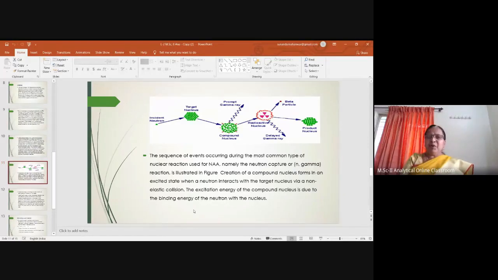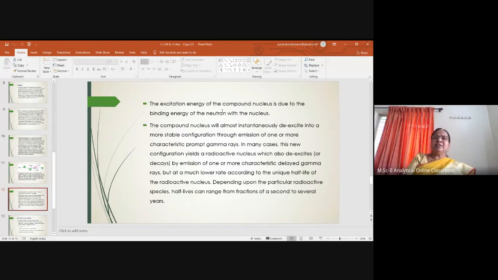Consider that the compound nucleus forms in an excited state when a neutron interacts with the target nucleus via a non-elastic collision. The excitation energy of the compound nucleus is due to the binding energy of the neutron with the nucleus. The neutron which is freely captured in the nucleus binds to the nucleus and its energy increases. That nucleus is the compound nucleus. The compound nucleus will almost instantaneously de-excite into a more stable configuration through emission of one or more characteristic prompt gamma rays.